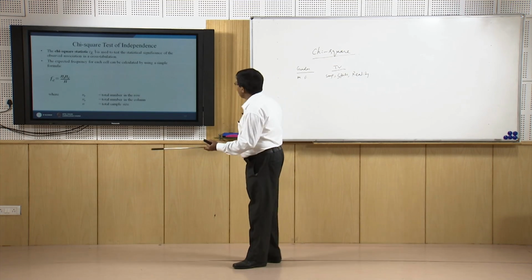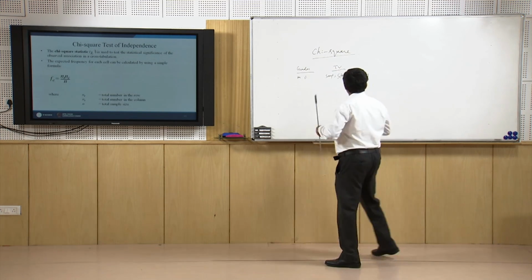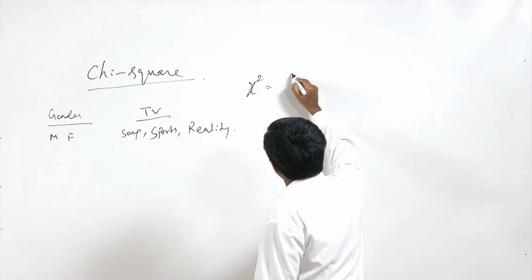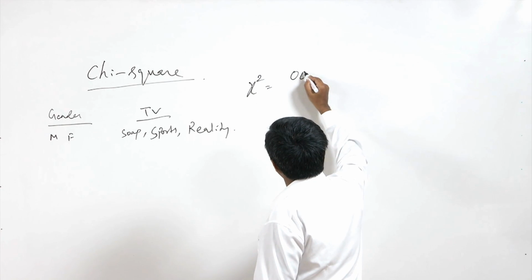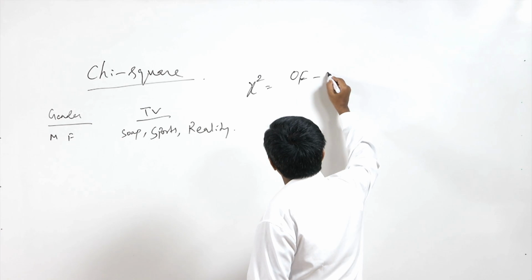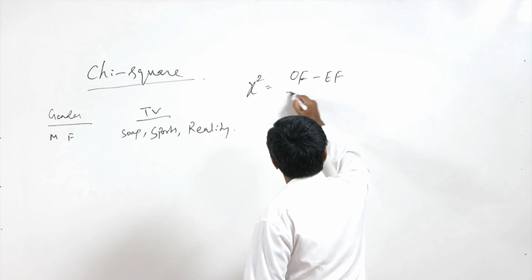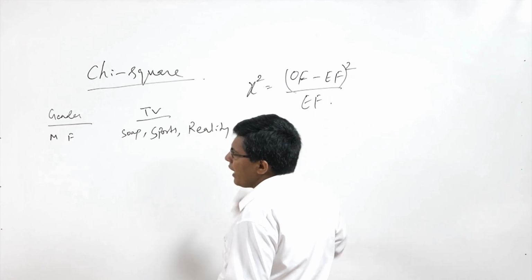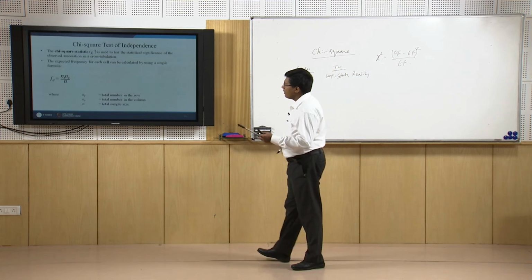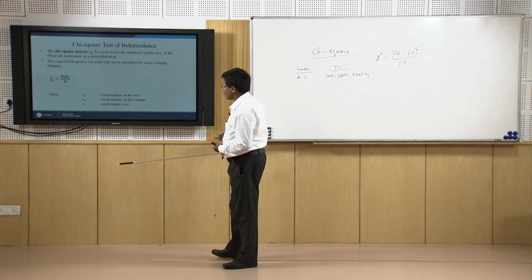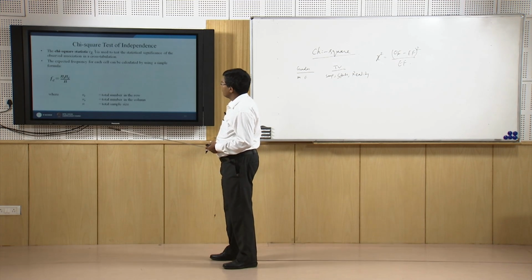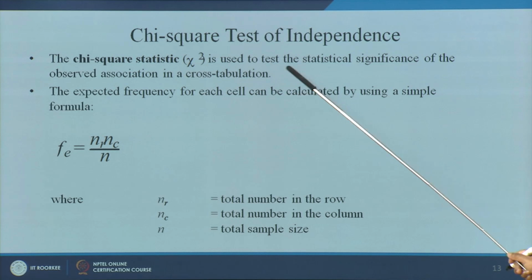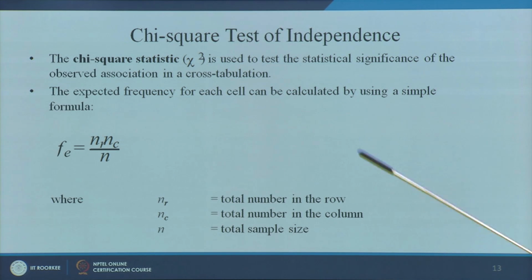Now what is it saying? Chi-square is denoted by this symbol, and it is equal to the sum of observed frequency minus expected frequency, squared, divided by expected frequency. So this is the actual formula, right. Okay, this is the chi-square formula I have given. Now how do you calculate this expected frequency?